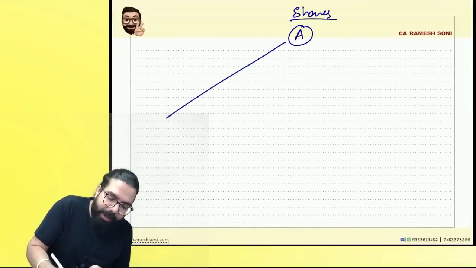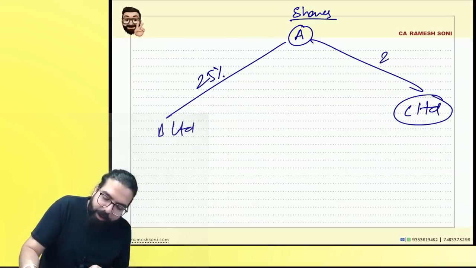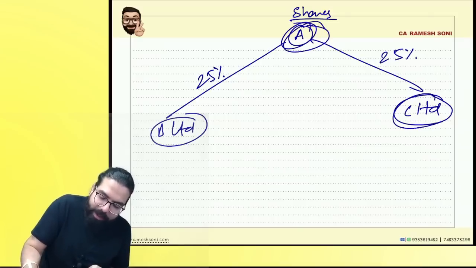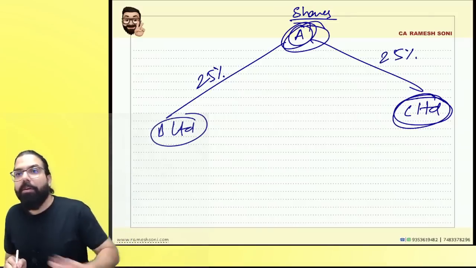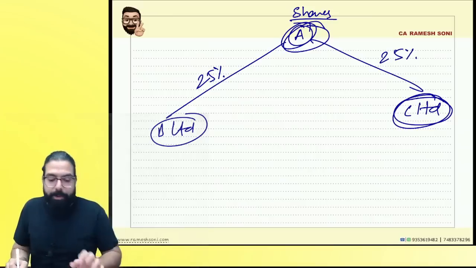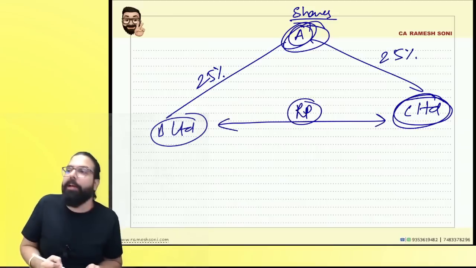Supposing there is A Limited. A Limited is holding in B Limited 25% share and A Limited is holding in C Limited 25% share. My question first of all is, are B and C Limited related? No. Baba, these two will be related. As per the definition, these two are related persons.